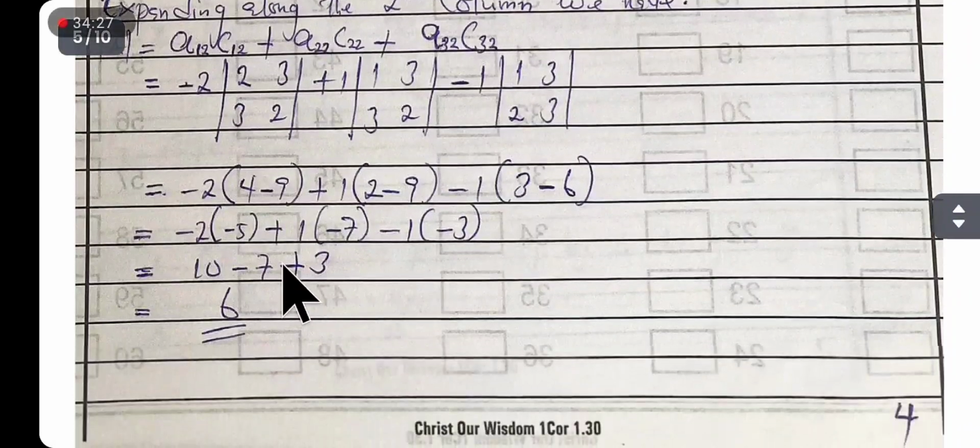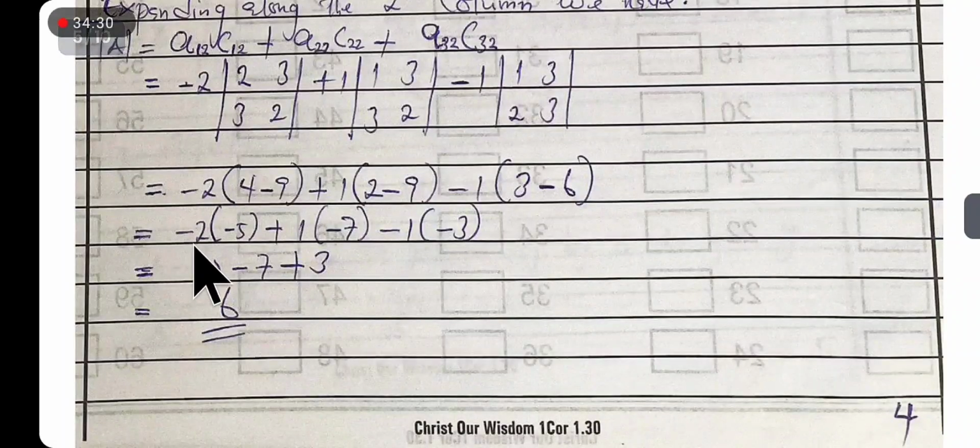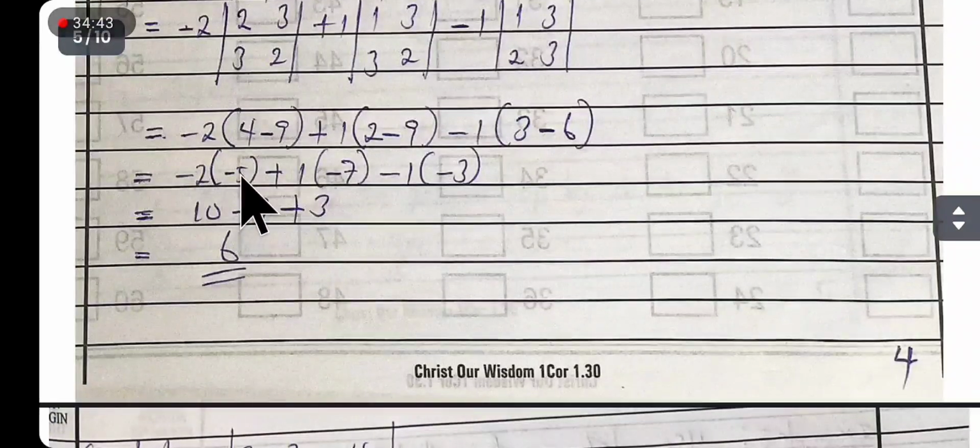You close your bracket. Then we have minus 2 down. 4 minus 9 is minus 5, plus 1. 2 minus 9 is minus 7. Then minus 1 down. 3 minus 6 is minus 3. Minus 2 times minus 5 is 10, plus 10.